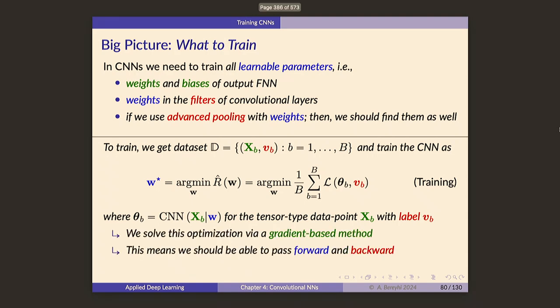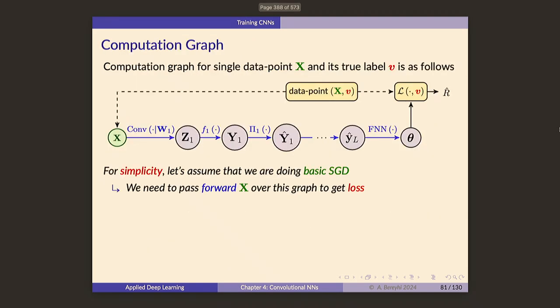OK, so we talked about the forward propagation. I'm not going to go over it once again, but just briefly to recap, it's basically what we just tried in that particular diagram of VGG16, right?